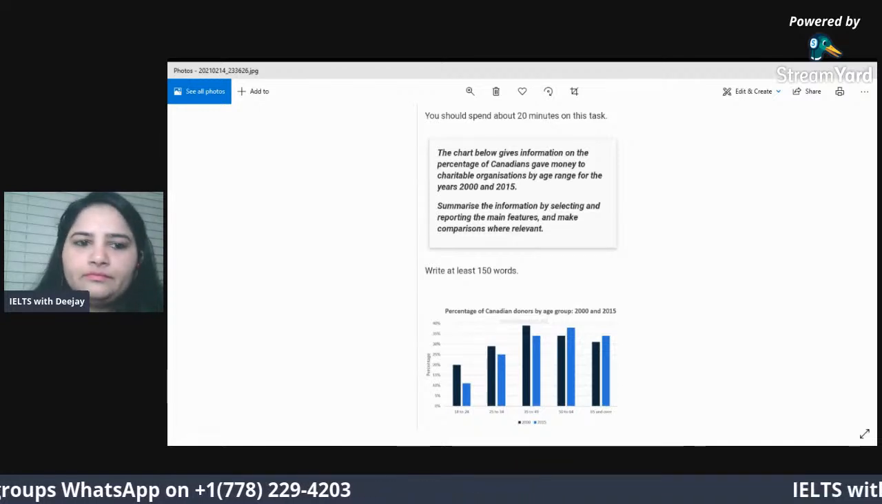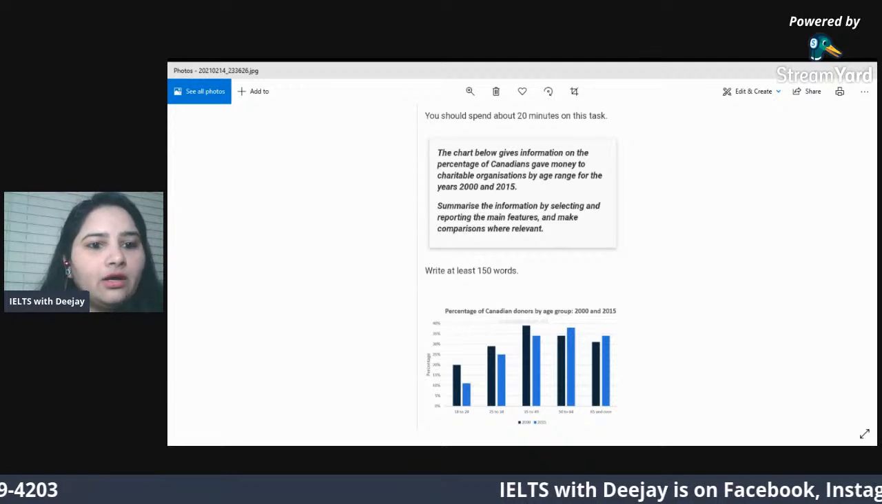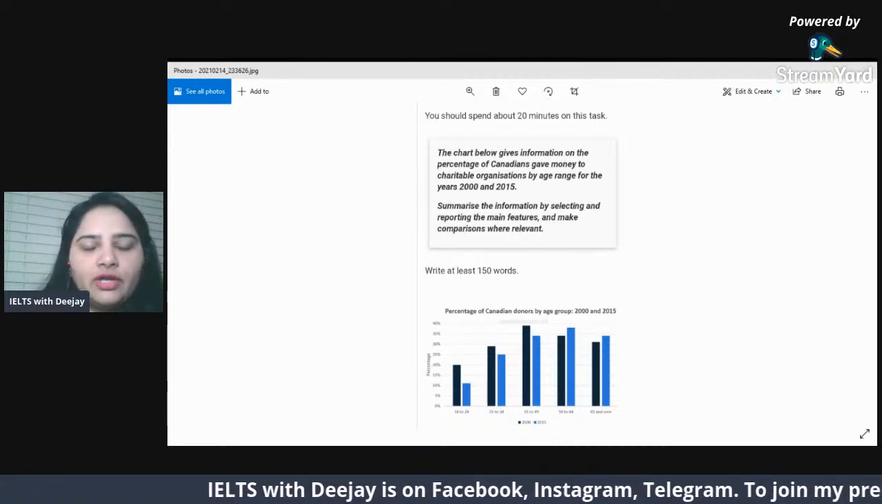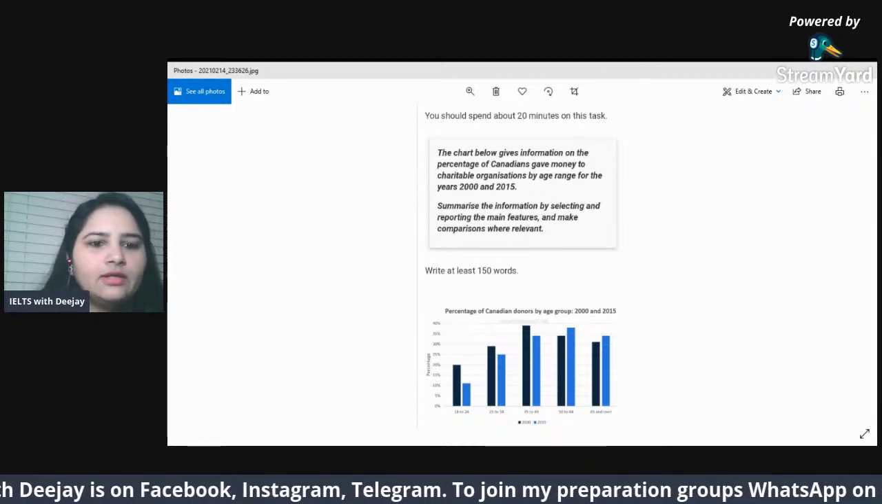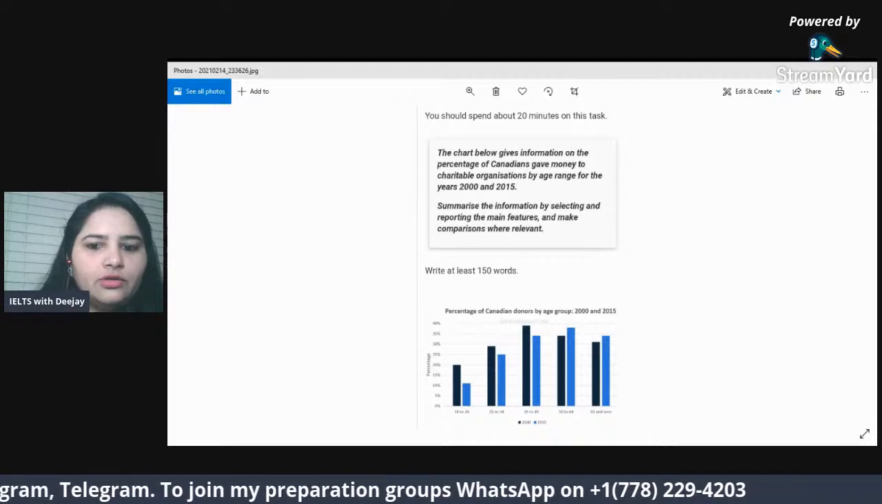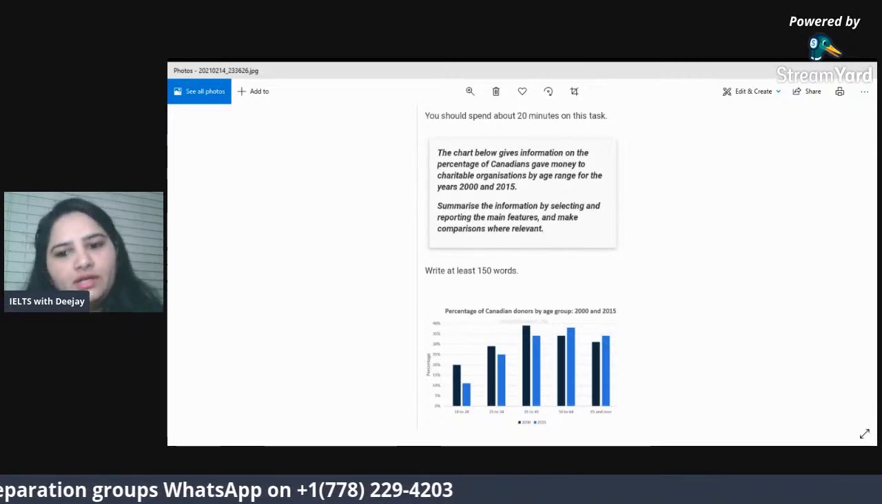Very good. This is what I was expecting, because now you have included all the things. And do not forget to write the graph name, like it is a bar graph, because they check whether you have the knowledge, whether you know the name, so you have to write the name as well.